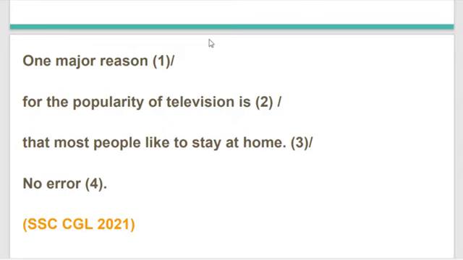One major reason for the popularity of television is that most people like to stay at home. This question is of 2021 CGL previous year question. Let's reread this question. One major reason for the popularity of television is that most people like to stay at home. Very easy to find out where the error is lying. Most of the people. And the error is naturally in part 3.